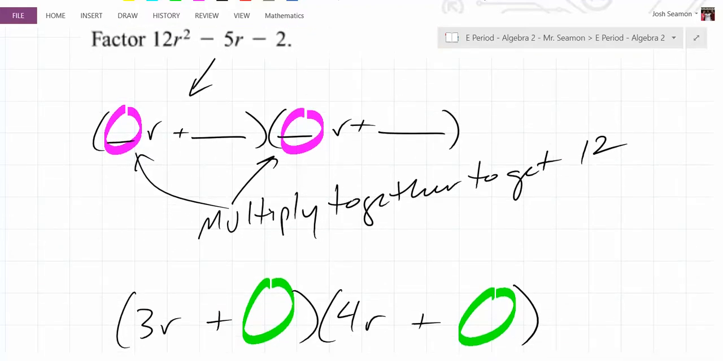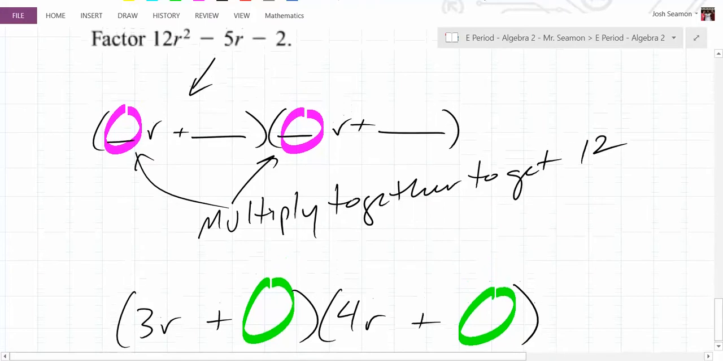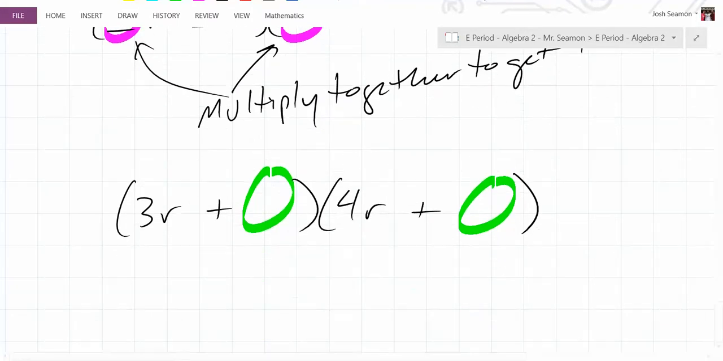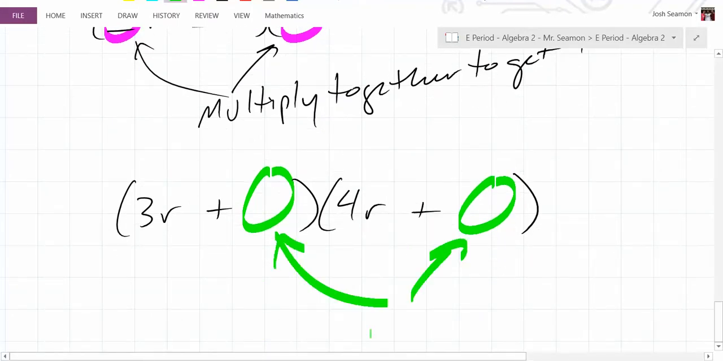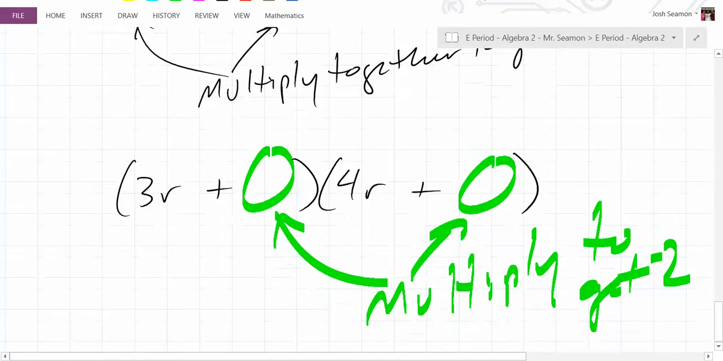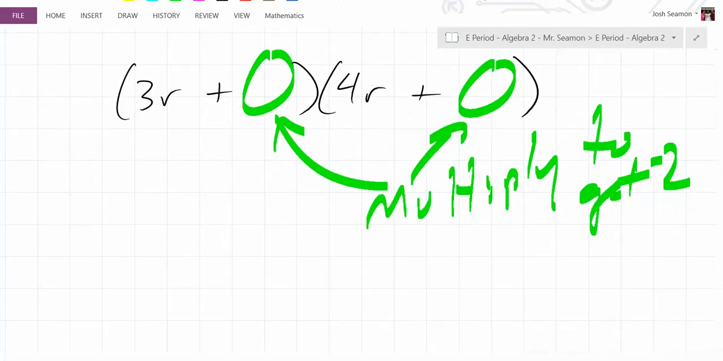These two numbers, what? They add together to get 5. Not necessarily. Nope. They definitely multiply together to get what? Negative 2. You know that both of these have to multiply to get negative 2. Sorry, I used the highlighter there. So can you give me two numbers that multiply together to get negative 2? Yeah, so let's try that.